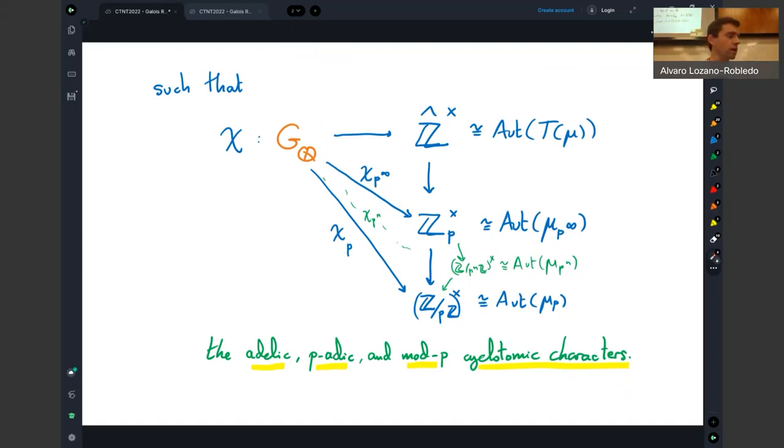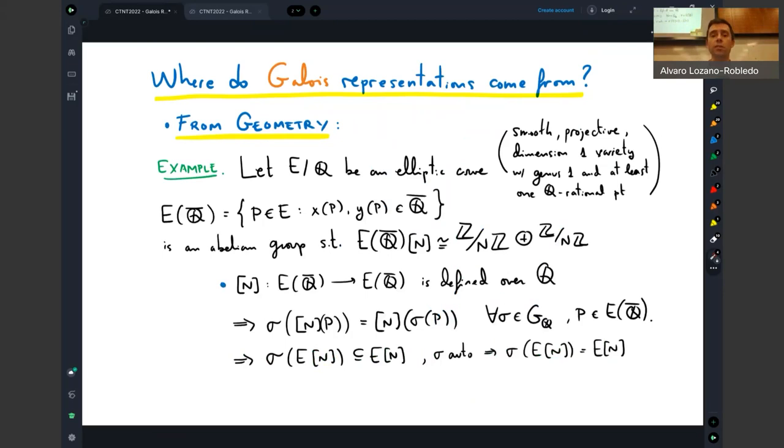All right, where else can we find Galois representations? They appear in geometry. How so? Here is an example. If you have an elliptic curve, some smooth projective one-dimensional variety of genus one with at least one Q-rational point, then I can base extend E to Q bar and look at all the Q bar points on E. That is an abelian group. We talked about this last time. It's not finitely generated anymore over Q bar. It is finitely generated over Q, but the torsion is well behaved: the N-torsion, the points of order dividing N, is isomorphic to Z mod N cross Z mod N. And the map multiplication by N from points to points is actually defined over Q, because addition on E is defined over Q.